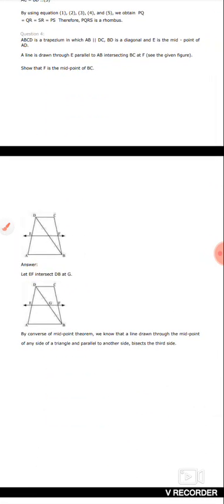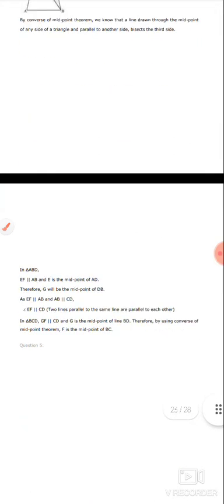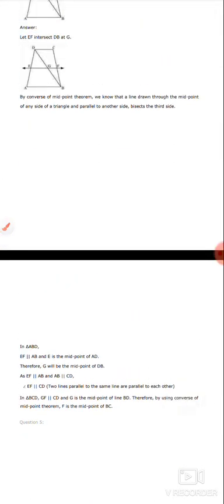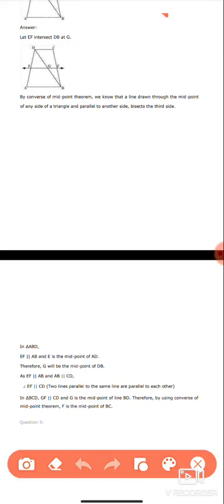Now EF and BD are intersecting at a point and that point is point G. So now by the converse of the midpoint theorem, you know that a line drawn through the midpoint of any side of a triangle parallel to the third side bisects the third side. Okay, so if you are considering triangle ABD, you have EF parallel to AB and E is the midpoint of AD. Therefore G will be the midpoint of BD.